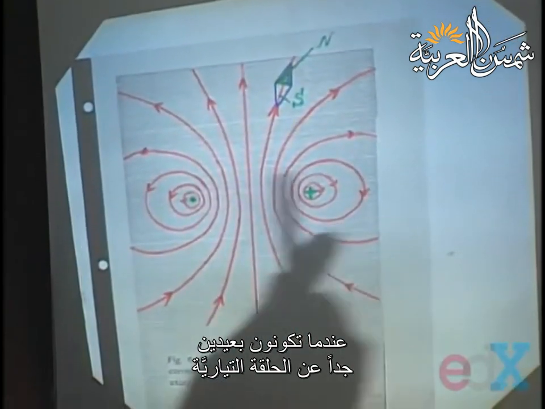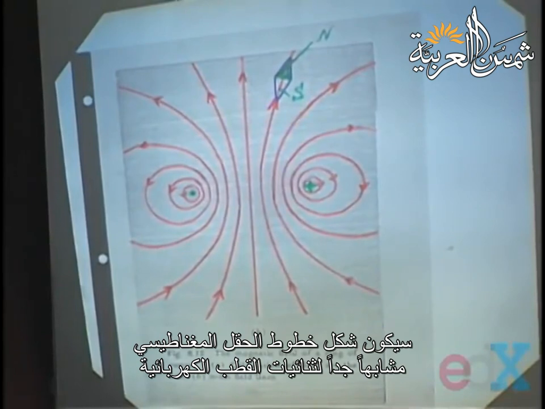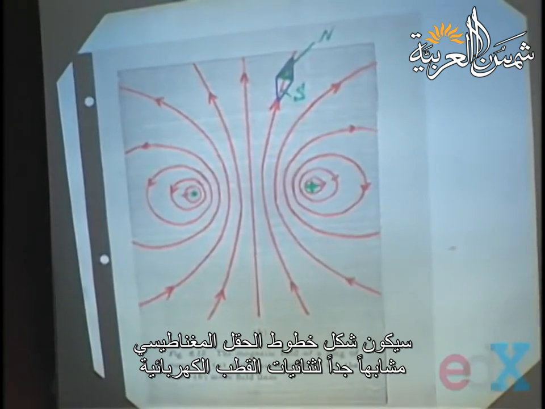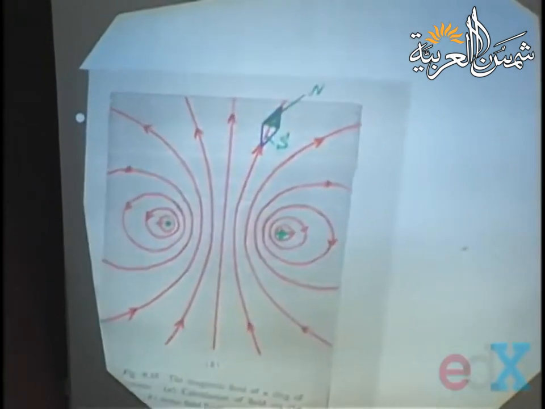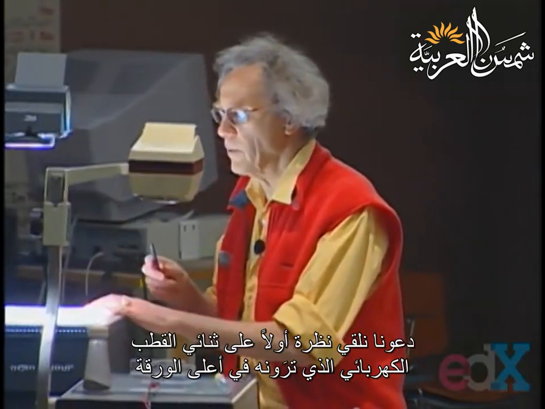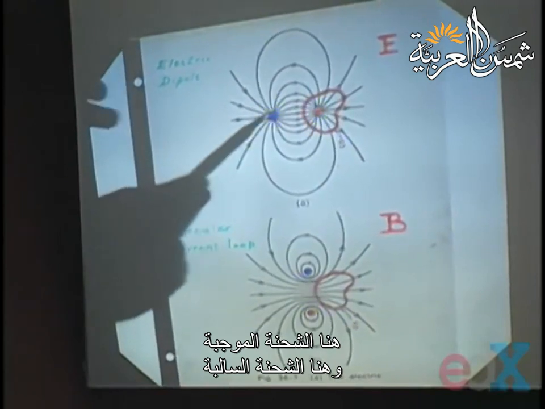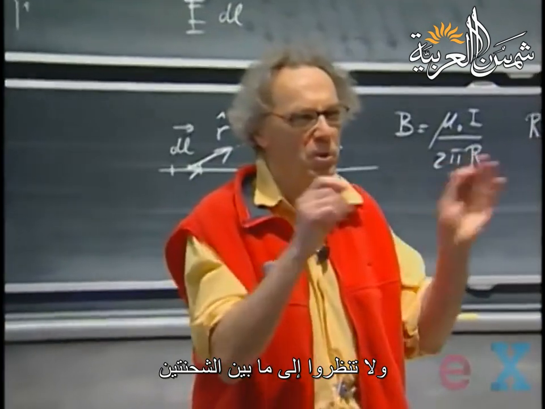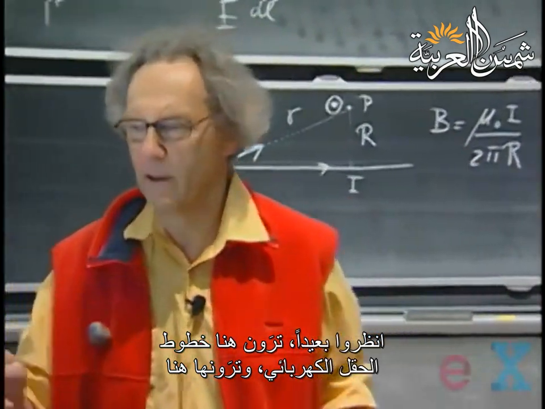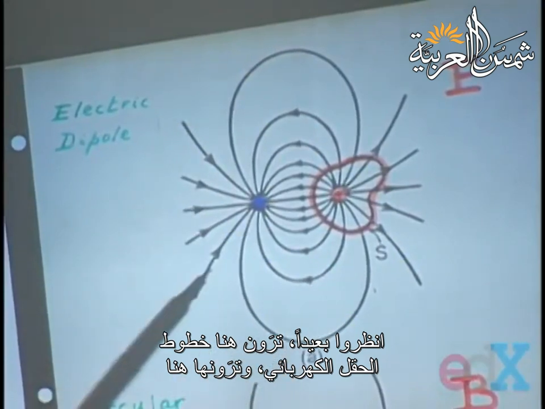When you're very far away from a current loop, the magnetic field configuration is very similar to that of an electric dipole. And I can show you that in the following way. Let's first look at the electric dipole that you see up there. This is a positive charge, this is a negative charge. Don't look anywhere near the charges. Don't look in between the charges. Look far away. Here you see electric field lines, and you see them here.